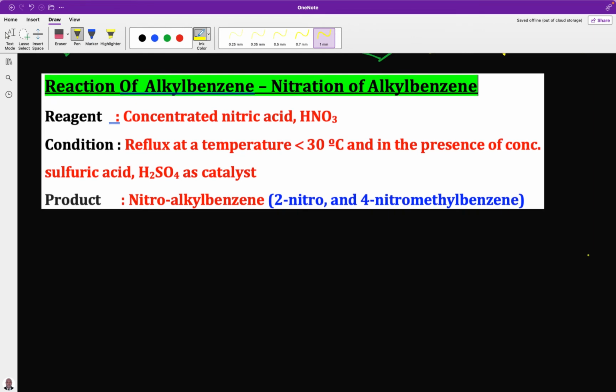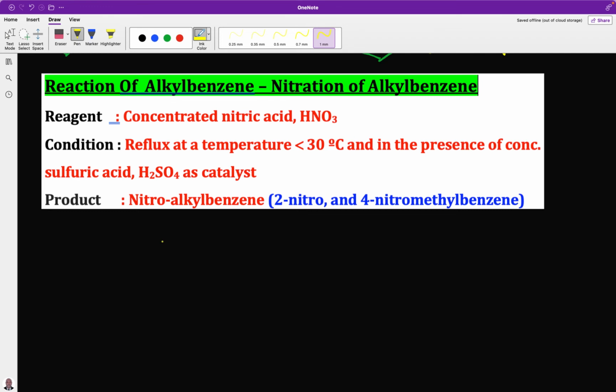So now the product for this reaction here would be, reacting concentrated sulfuric acid and nitric acid, we will have a nitronium ion. The nitronium ion will substitute. This substitution in the benzene ring will substitute at the second and the fourth position. If you want to know the details of the mechanism of this reaction, please refer to our previous video on nitration of benzene.